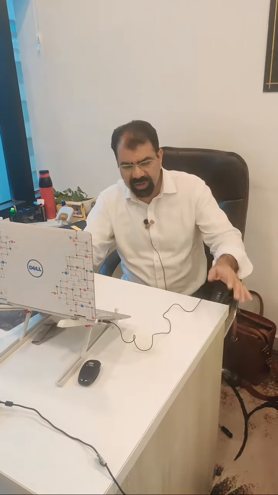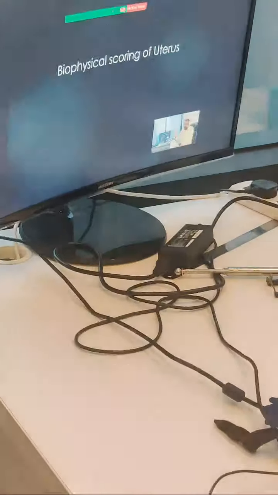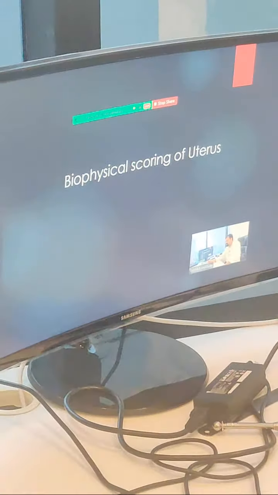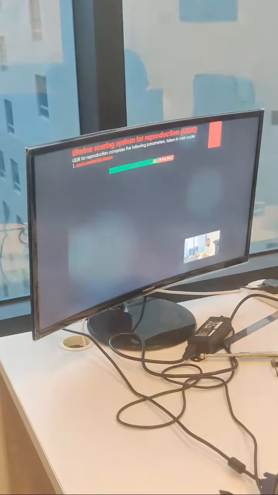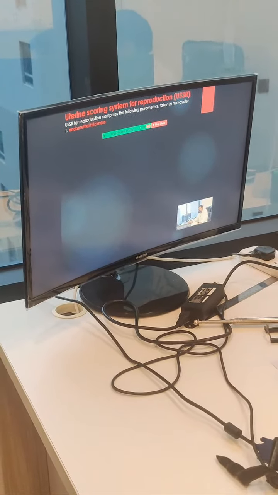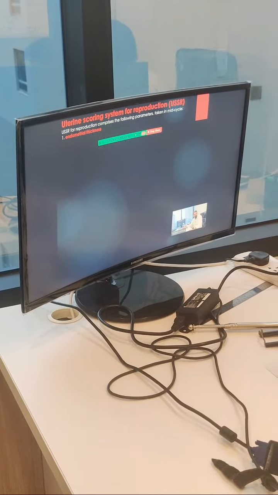Now, I am putting up the biophysical score of the uterus. Yes, repeating, the biophysical score of the uterus, not of a fetus, but of the uterus. Now, in the biophysical score of the uterus, we have to look for certain points, and we will be adding these points like we add in the biophysical score of the fetus.